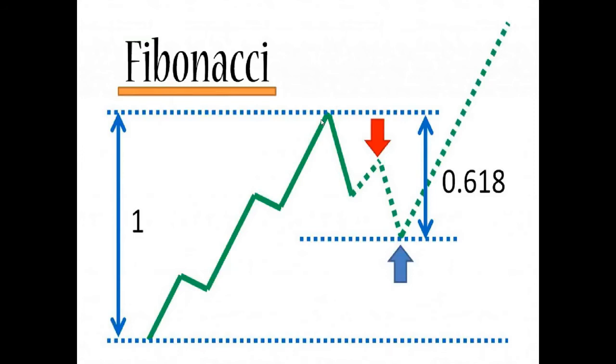The next thing you're going to study is Fibonacci. The one I'm showing you right now is a 618. You measure from low to high. If you have an uptrend, you measure from low to high. If you're in a downtrend, you measure from high to low. I'll repeat it: uptrend, low to high. Downtrend, high to low.